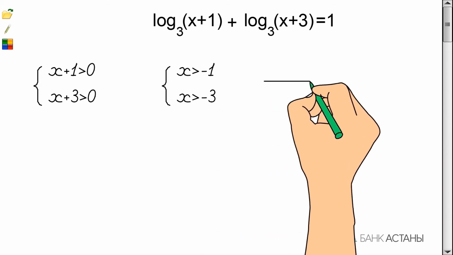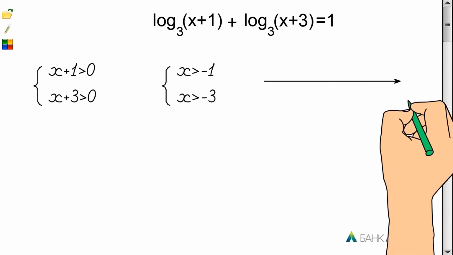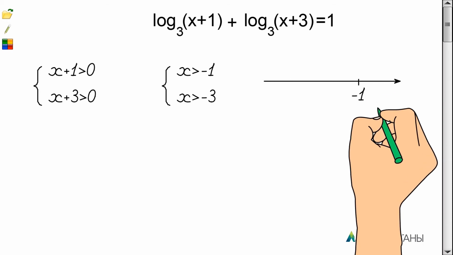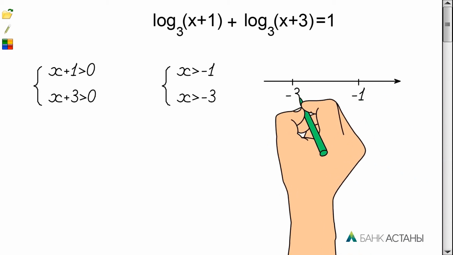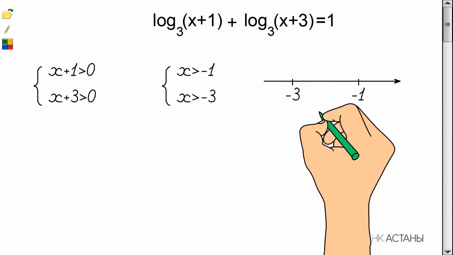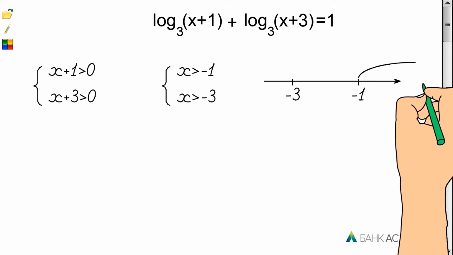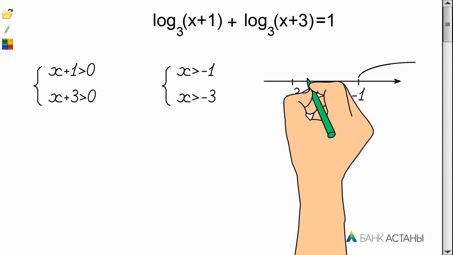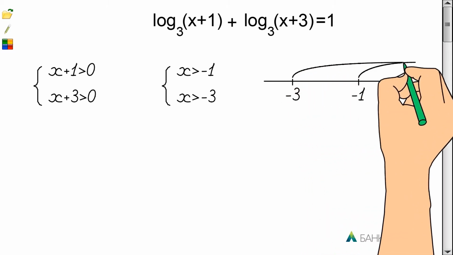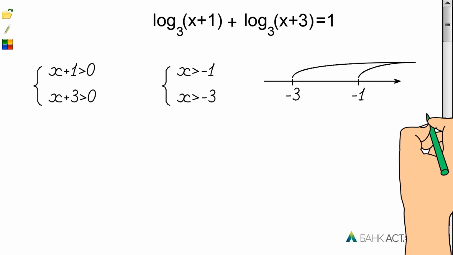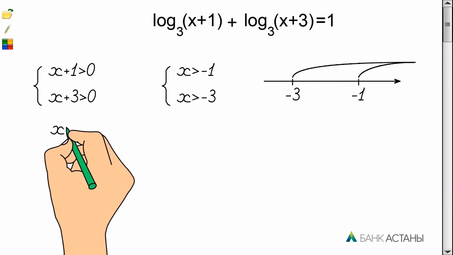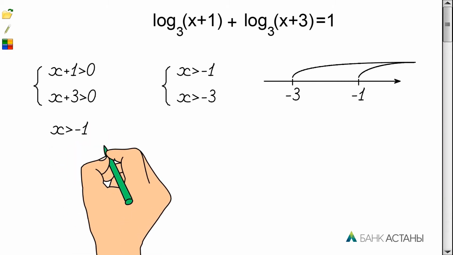Let's draw the coordinate axis. Here we have -1, and here -3. According to our system of inequalities, the value of x should be greater than -1. According to the second inequality, the value of x should be greater than -3. As you can see from the figure, the solution of the system is x greater than -1. So, we found the range of possible values.